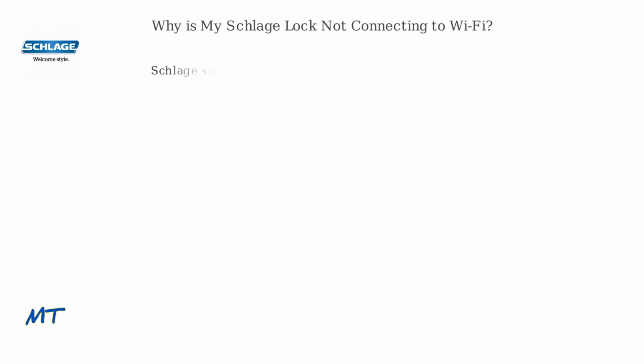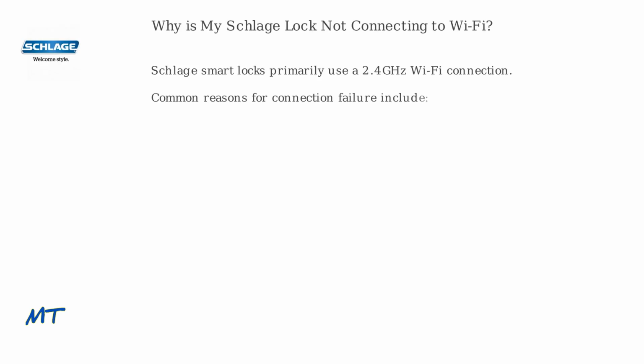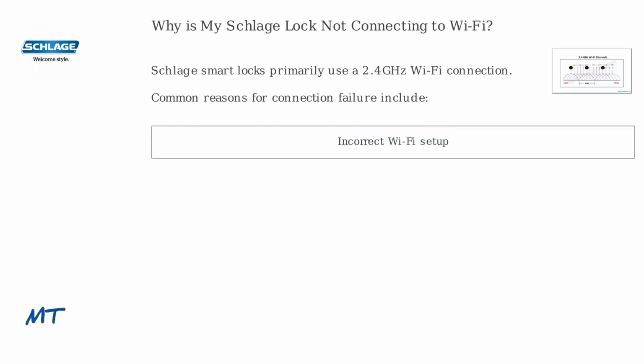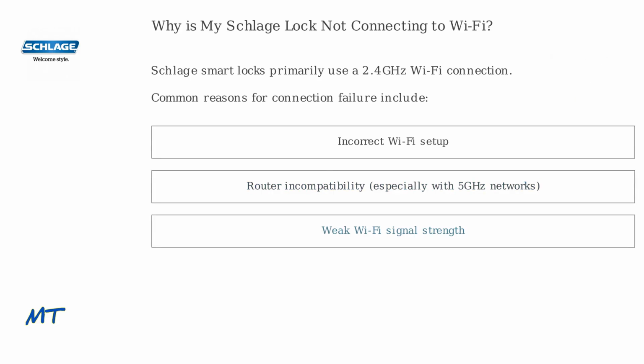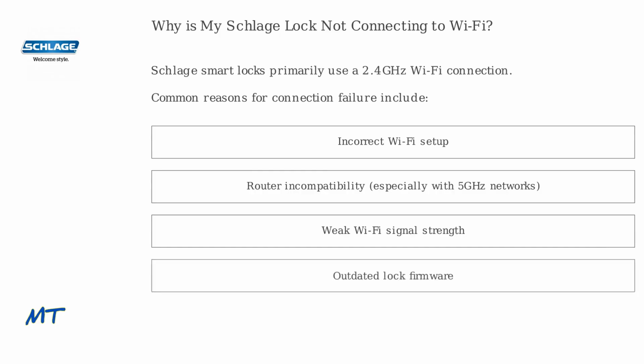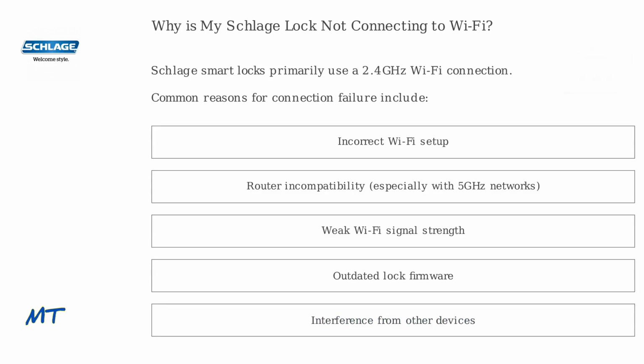Schlage smart locks primarily use a 2.4 GHz Wi-Fi connection. Common reasons for connection failure include incorrect Wi-Fi setup, router incompatibility, especially with 5 GHz networks, weak Wi-Fi signal strength, outdated lock firmware, or interference from other devices. We'll walk through how to troubleshoot each of these.